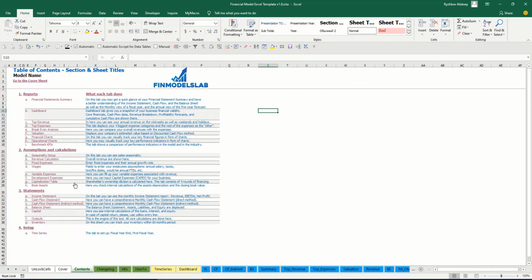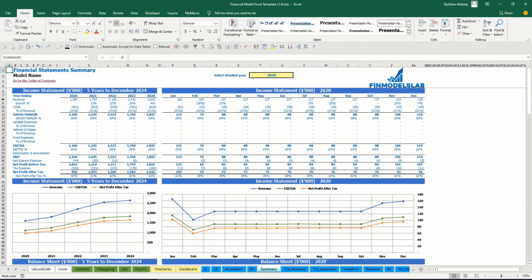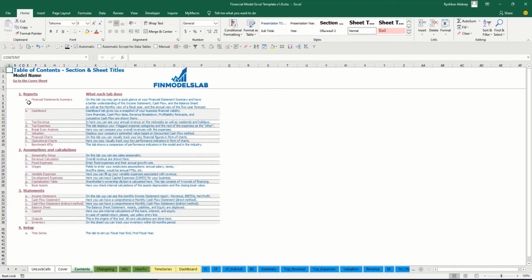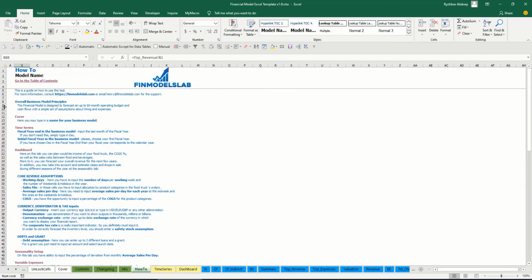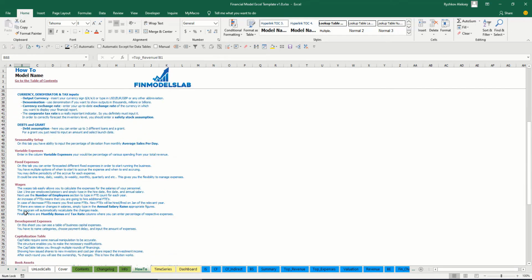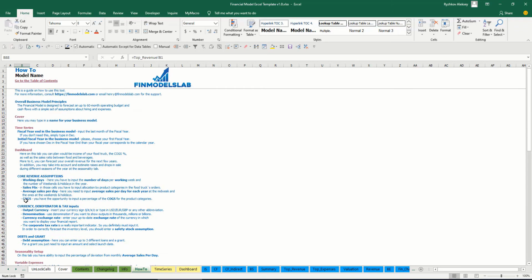Additionally, you have Contents tab, which allows you to navigate across the model very simply. So you may click on any report and you can go back. It is broken down by reports, assumptions, statements and setup. There is a short explanation about what each tab does, but if you want to know more, you can go to How To and see more detailed explanation of what each tab does and what inputs you may find on this sheet and what kind of outputs you may find on this sheet as well.